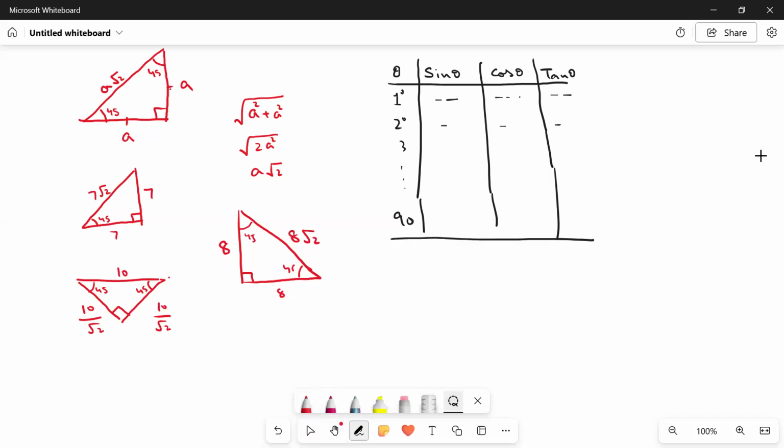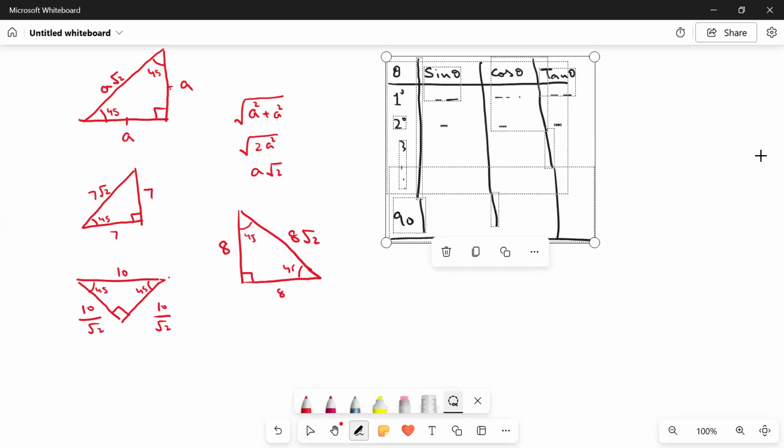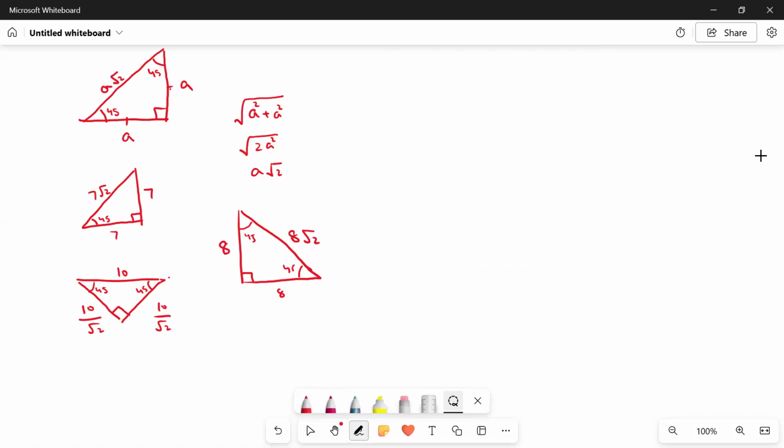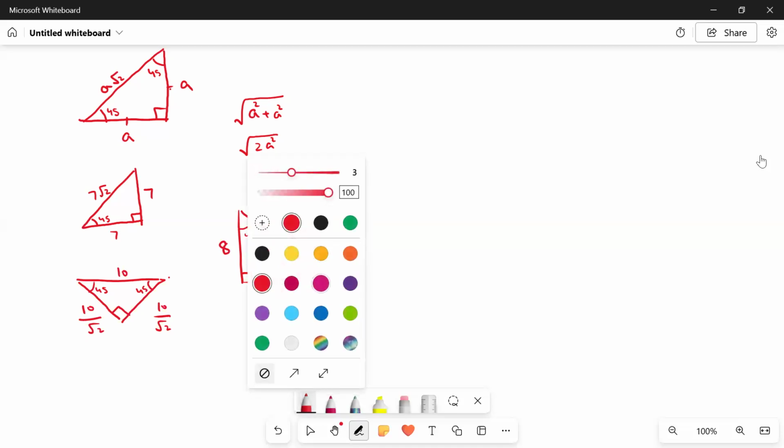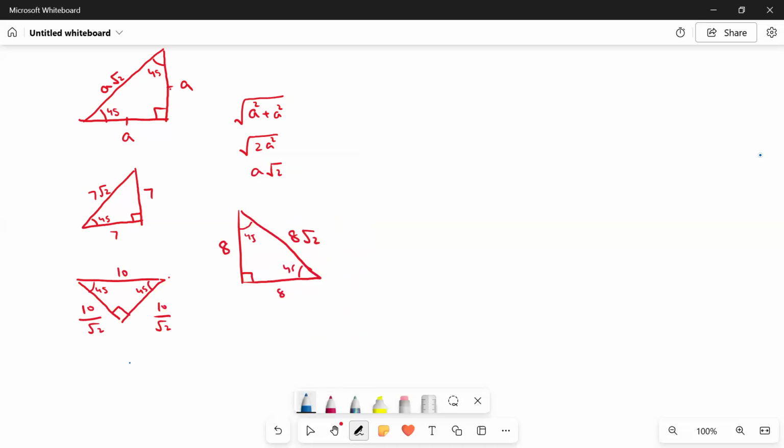Let me do a few more things. Let me erase this table. I need some more room. And let me change the color. It's nice to use different colors. Okay, let's consider this triangle.